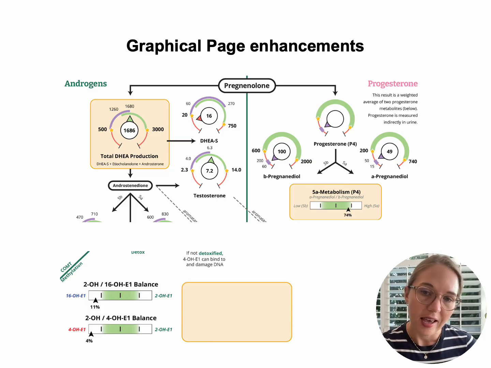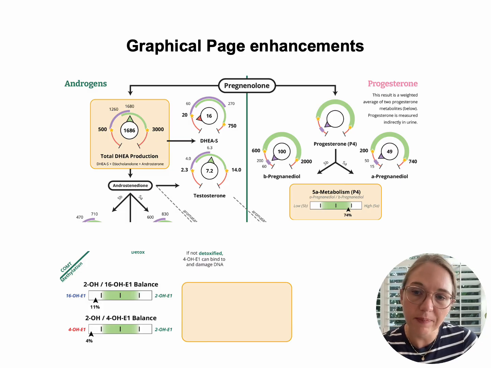Okay. And then lastly, at the bottom of this page, you will see that the pie chart that you are somewhat familiar with is no longer included in this report. The reason for this is that newer research has highlighted that the potential impacts of the 4-hydroxy and 16-hydroxy pathways are best assessed by comparing each individually to the healthy 2-hydroxy marker as a ratio.